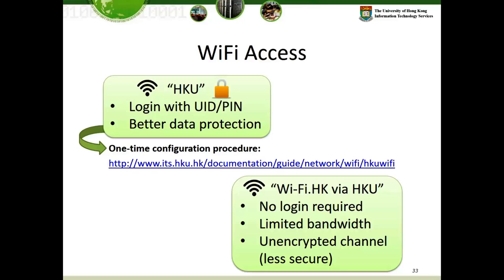If you have any difficulty in connecting to the Wi-Fi network, you can always get information about the procedures online. But nowadays, connecting to the Wi-Fi network is easy. Just tap the Hong Kong U network and input your Hong Kong U portal username and PIN. Normally, for most devices, you can already get connected to the Wi-Fi network. But what if you have some guests, or you do not have your Hong Kong U portal UID and PIN yet? You can use the Wi-Fi.hk via HKU.